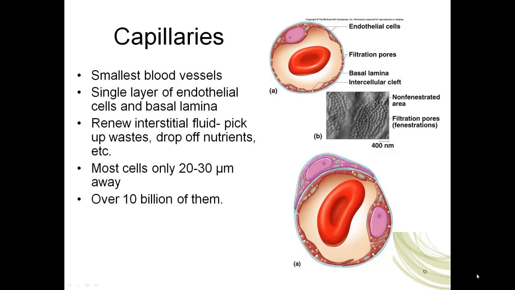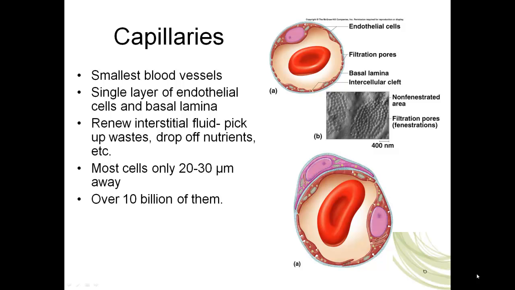Finally, we're at the smallest blood vessels. These are the capillaries. Now, pay attention. In the previous slide, I said arterioles were the smallest arteries. Capillaries are the smallest blood vessels. They are very simple in their anatomy. They have a single layer of endothelial cells, and then they have a basal lamina, basically a sheet of connective tissue on the outside of this endothelial layer. This is the thinnest possible diffusion membrane, and capillaries are called our exchange vessels.